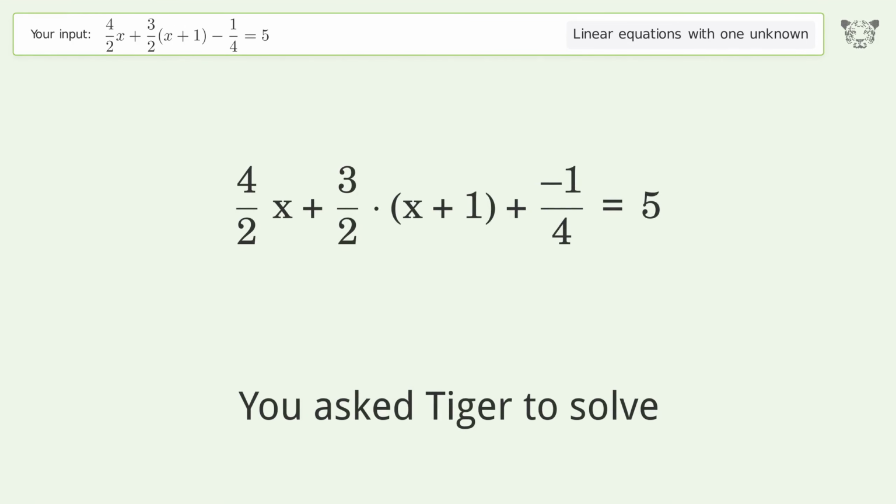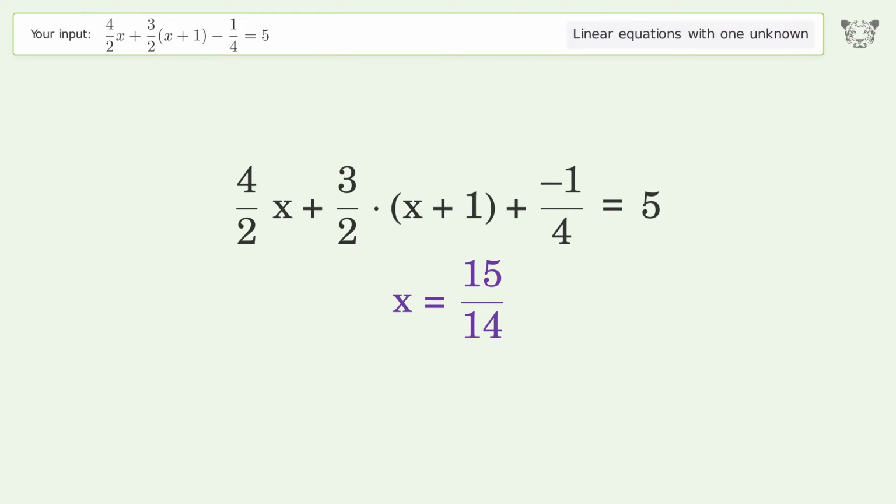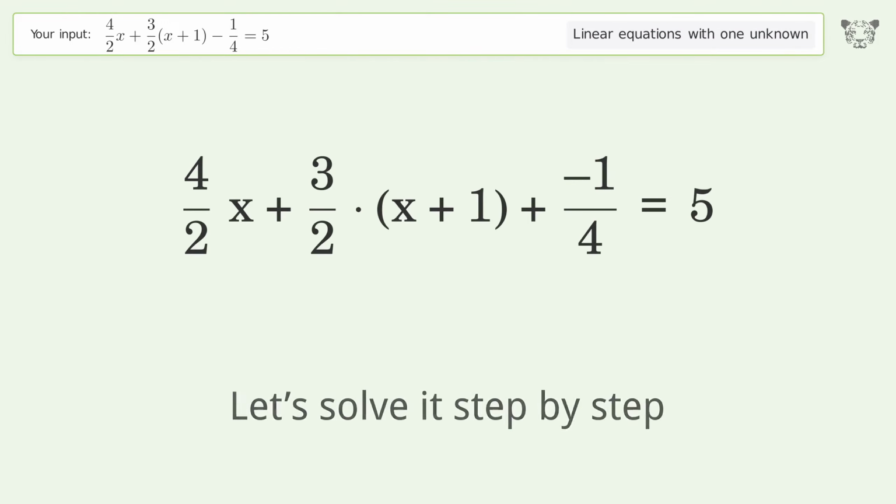You ask Tiger to solve this. It deals with linear equations with one unknown. The final result is x equals 15/14. Let's solve it step by step.